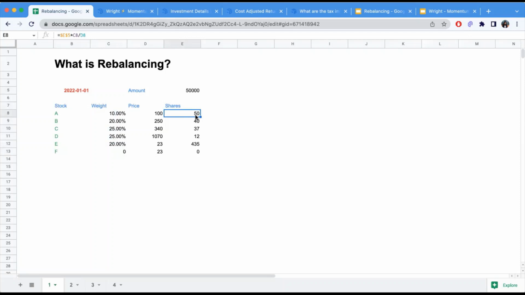So the number of shares is your investment value times the weight, divided by the price. So this is the number of shares that will come if you have these stocks in your portfolio.